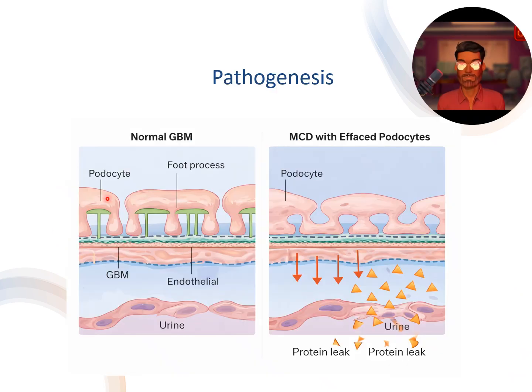And here you can see the pathogenesis. On the left you have the normal GBM, intact foot processes, slit diaphragm in between, and the GBM all looking healthy. On the right you have minimal change disease with effaced podocytes. The podocytes are flattened, you lose the slit diaphragm, and thus you lose some of that barrier integrity and allows proteinuria to go through.